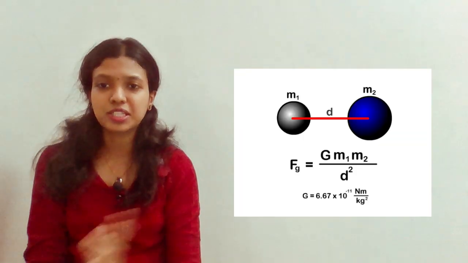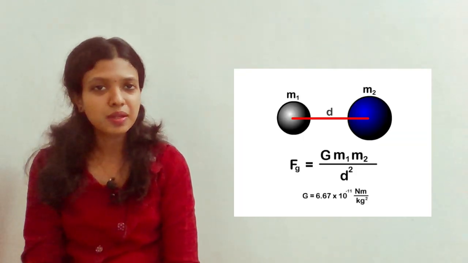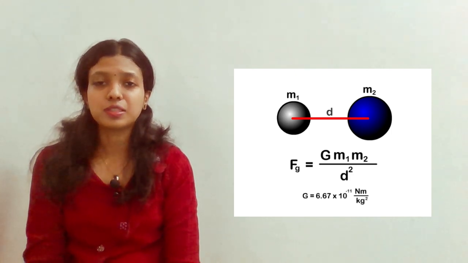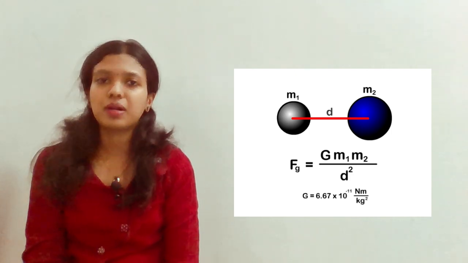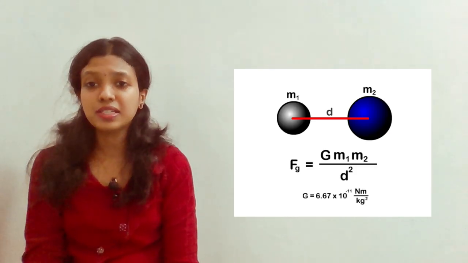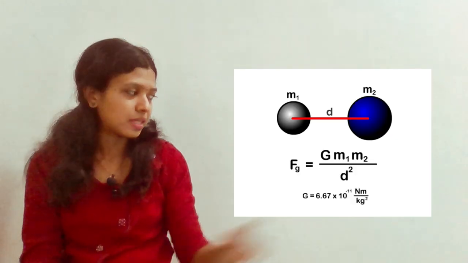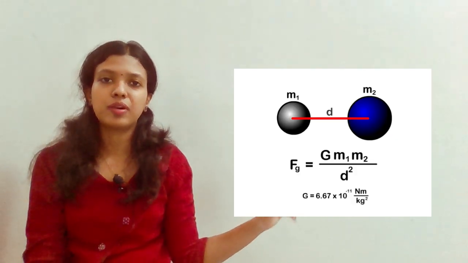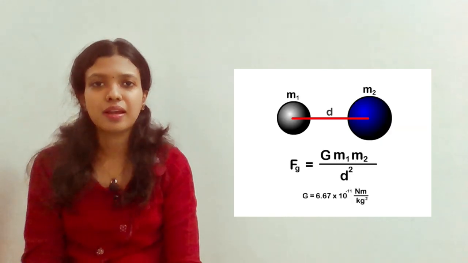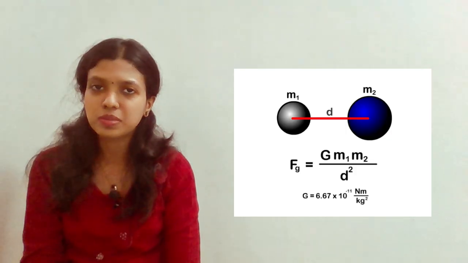You have studied about the universal law of gravitation, that is the gravitational force of attraction between two objects of masses m1 and m2 is proportional to the product of the masses and inversely proportional to the square of the distance between them. We can write that as an equation: F is equal to G m1 m2 by d square, where G is the gravitational constant, m1 and m2 are the masses of the two objects, and d is the distance between them.